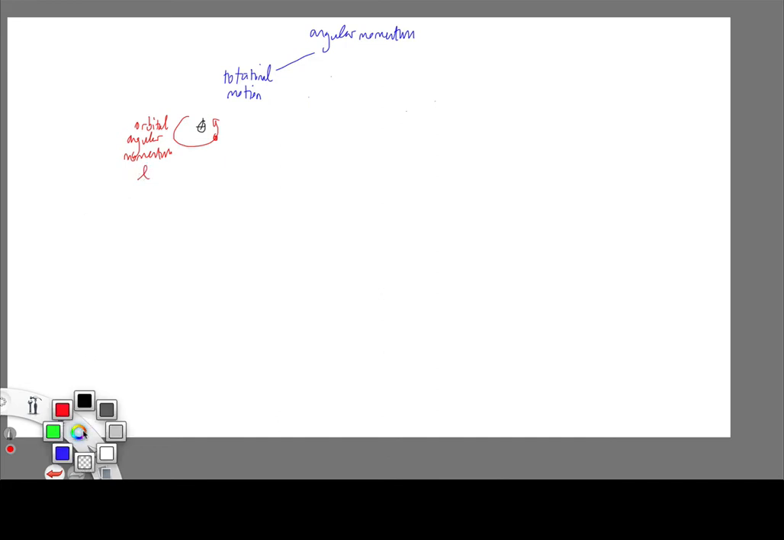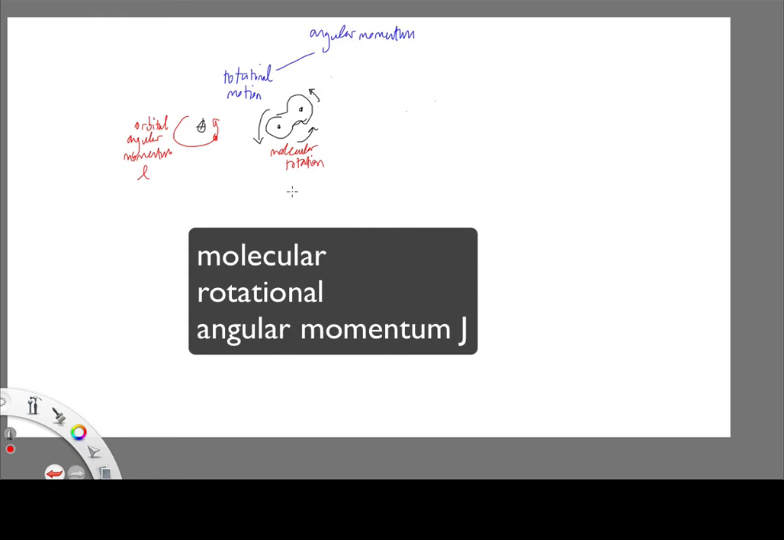Now the type of rotational motion which obeys exactly the same laws would be a molecule, for example a hydrogen molecule with two nuclei, which is rotating in space. In this case this would be molecular rotational motion. And this is also quantized and is described by an angular momentum quantum number which is usually called J.